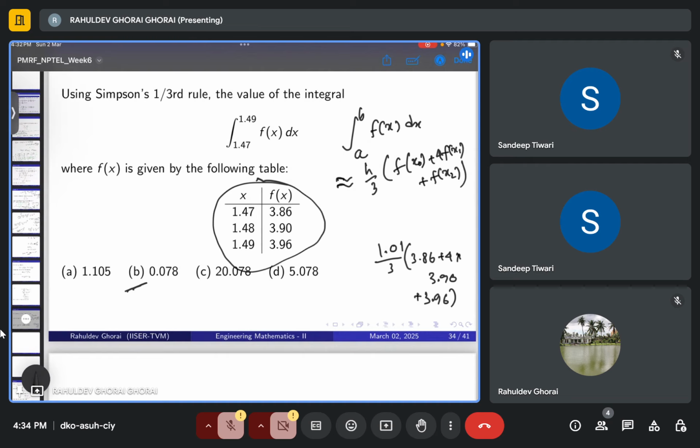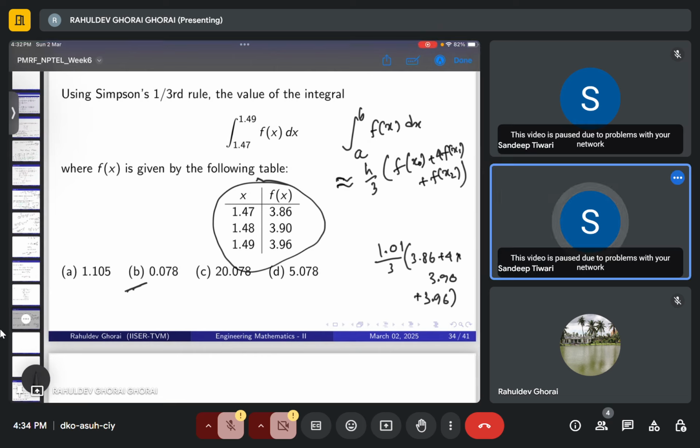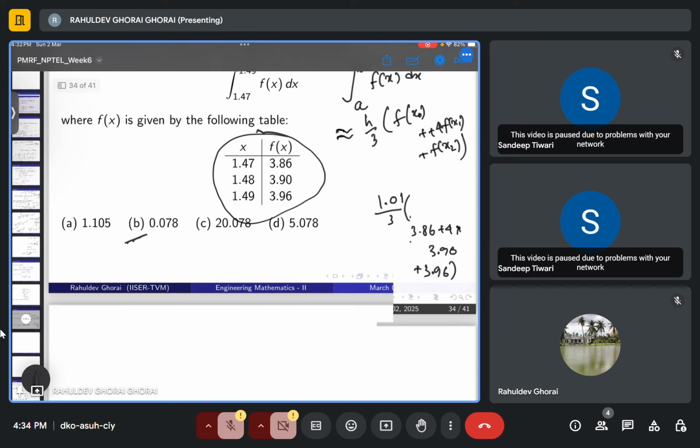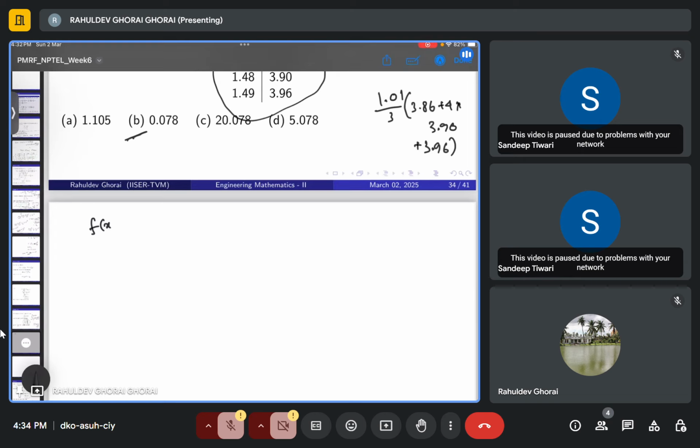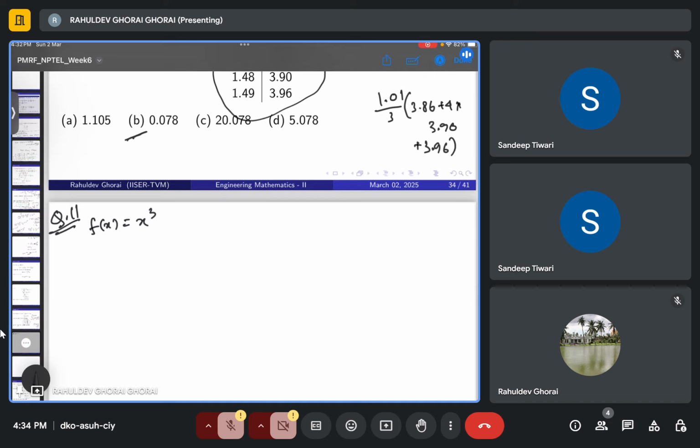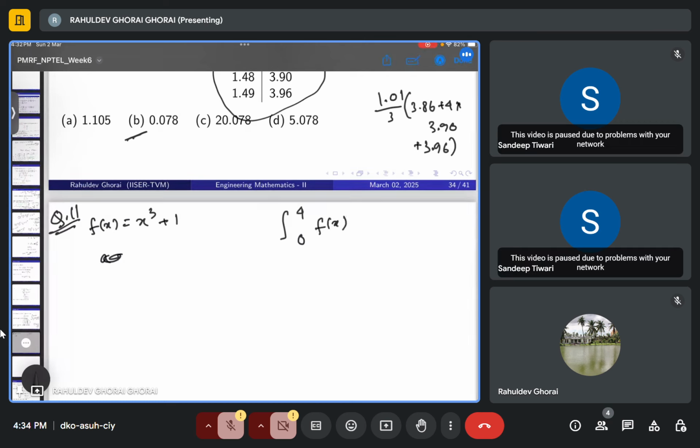If you want, I can give some more problems on this. Yes, sir. Okay, so try question 11: for f(x) equal to x cube plus 1, you need to find the integral from 0 to 4 of f(x), where n is equal to 4, using the trapezoidal rule.